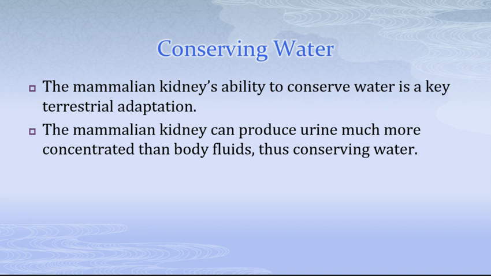So we talk about conserving water. It is the kidney that I was talking about earlier that is the key to being able to keep the water where it needs to be, okay? And so the mammalian kidney produces urine that's much, much more concentrated than the rest of the body fluids, and we reabsorb the water that we need. Now, obviously, you're going to have to lose some water in urine.